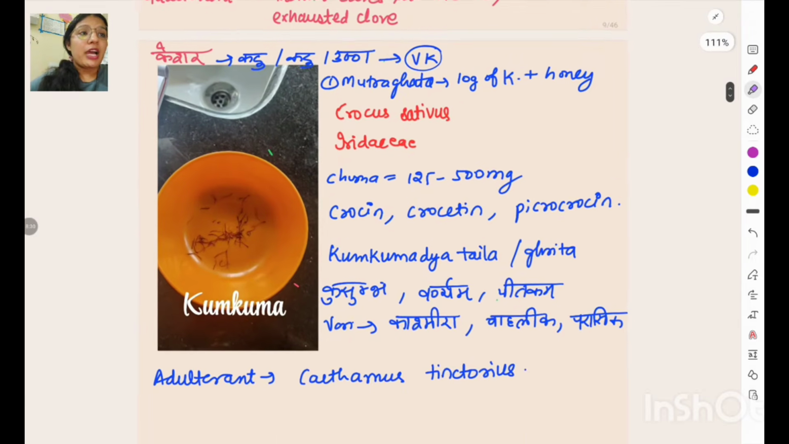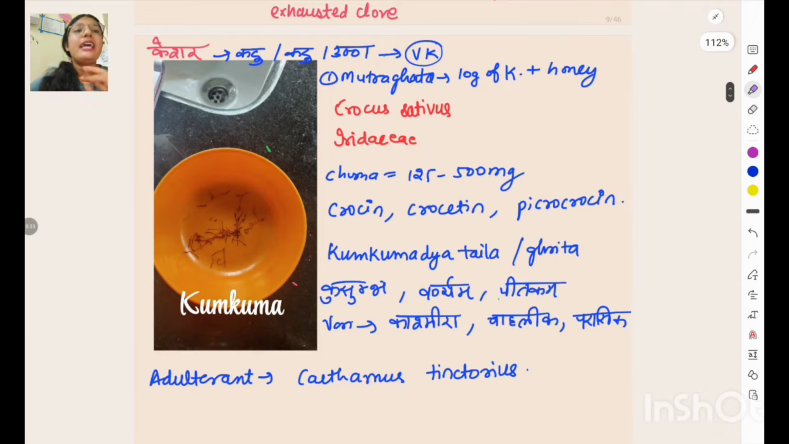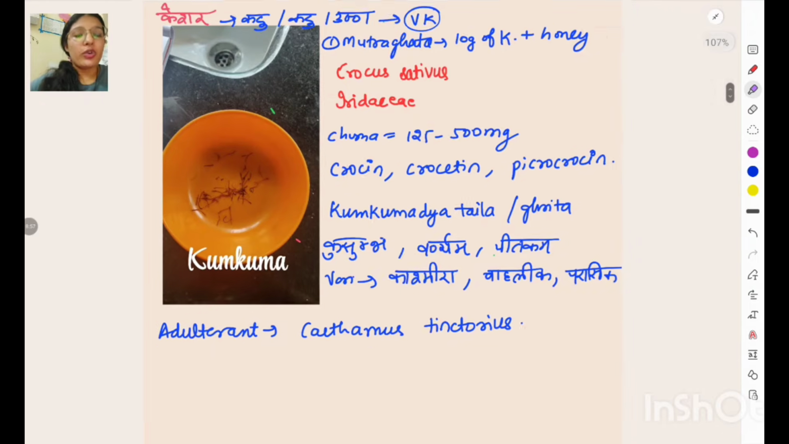Next important plant for flower is Kesara, like Kumkuma. In Kumkuma we are using the stigma part of the flower, and its botanical name is Crocus sativus, Iridaceae family. Only this is the single drug from Iridaceae family we are using in our Dravyaguna study, and its churna dose is 125 to 500 milligrams. Since it is a very small dose, it can come for your exam. Okay, its adulterant is Carthamus tinctorius.